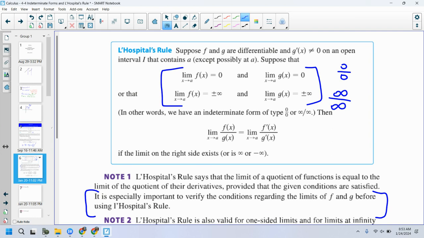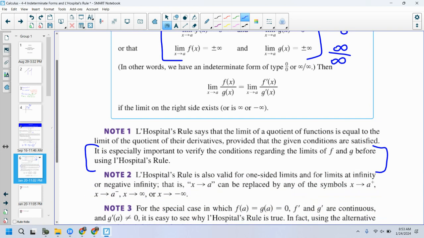They are two different things. An indeterminate form is only 0 over 0 or infinity over infinity for right now. A lot of the time we'll say, oh, that might be an indeterminate, but a number over 0 is not an indeterminate form. It's just undefined.